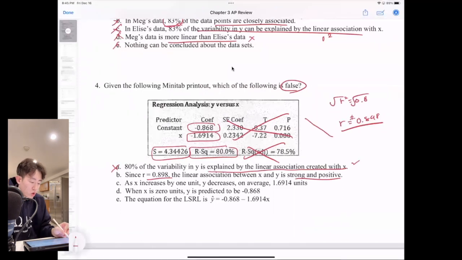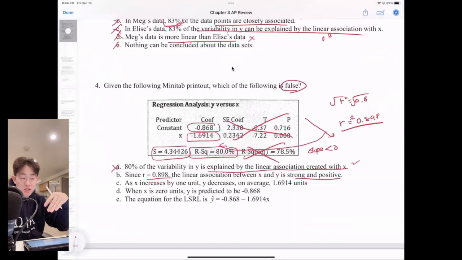So you don't know if your r value is going to be positive or negative. Actually, you do, because look at the slope. The slope is less than 0, in other words, it's negative. Therefore, your r value has to be going down. So it is not going to be a positive number here. So that is going to be false.